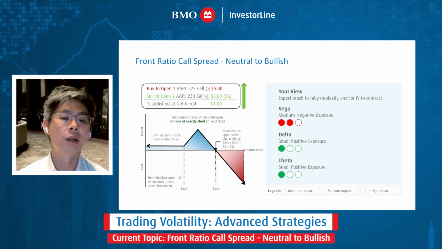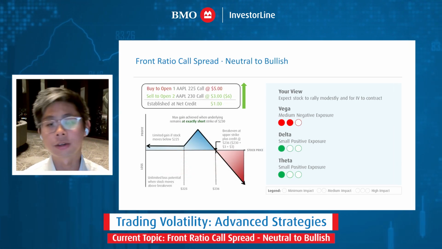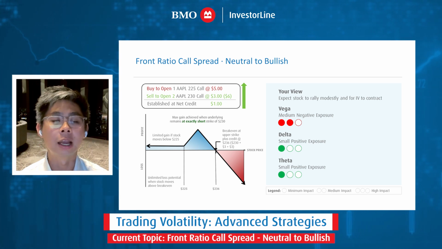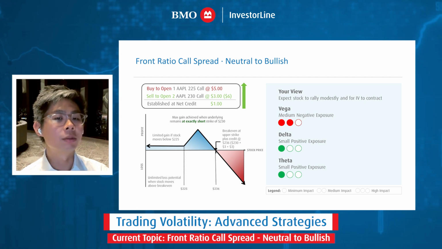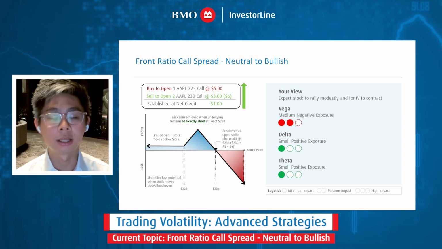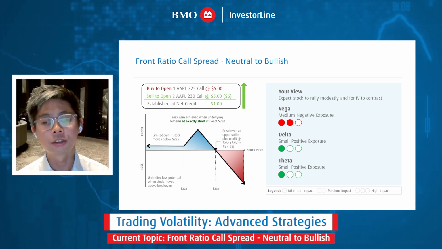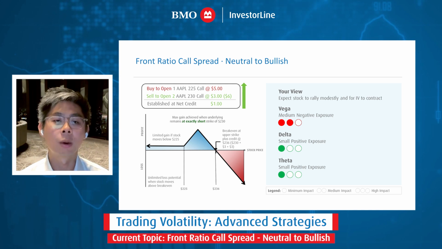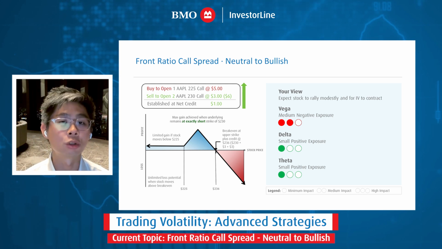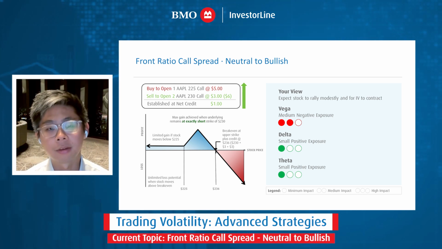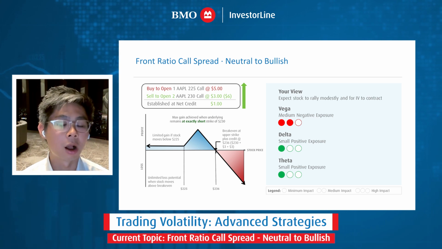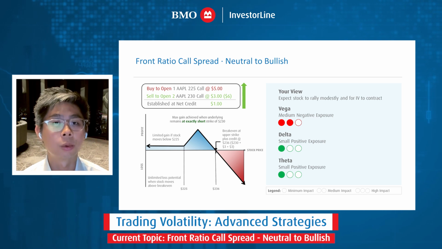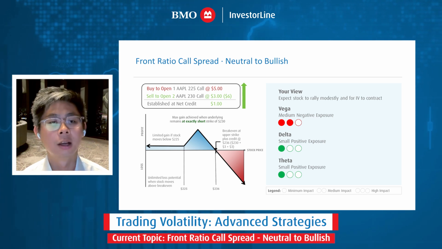And then lastly, what I want to take a look at is sort of a combination of the different strategies we've looked at here, which is a ratio call spread. Now, this is a neutral to bullish strategy that you might take, and this strategy is constructed similar to a debit spread. However, what you're doing is, instead of just buying the 225 call option and paying $5 and selling one 230 call option for, let's say, $3, what you're doing is you're selling two contracts of that 230 call.